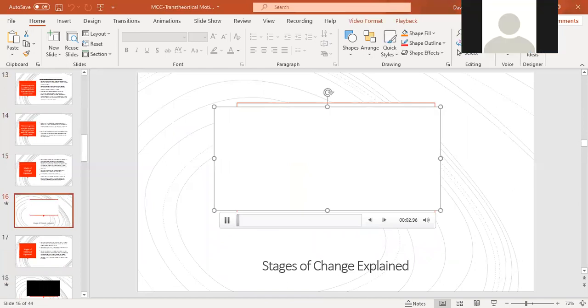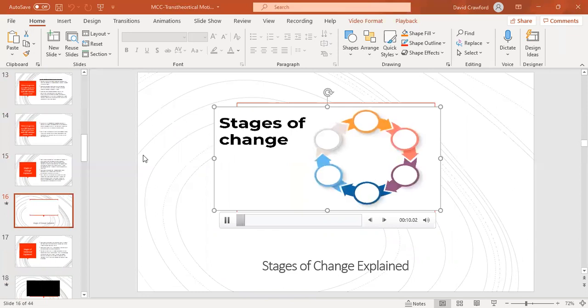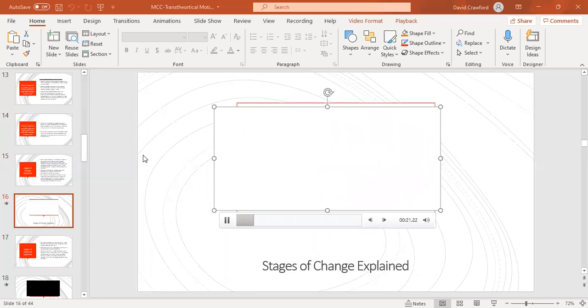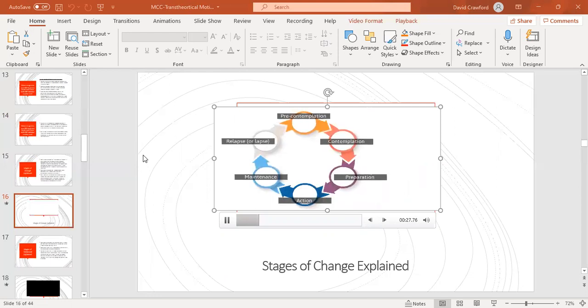The Transtheoretical model, also known as the stages of change, represents a person's readiness to change. There are 6 stages. These are pre-contemplation, contemplation, preparation, action, maintenance, and relapse and lapse. Today, we'll look at the model in the context of alcohol and other drug use. Identifying where a person might be in the change process can provide some direction as to how they can best be supported. Let's take a closer look.